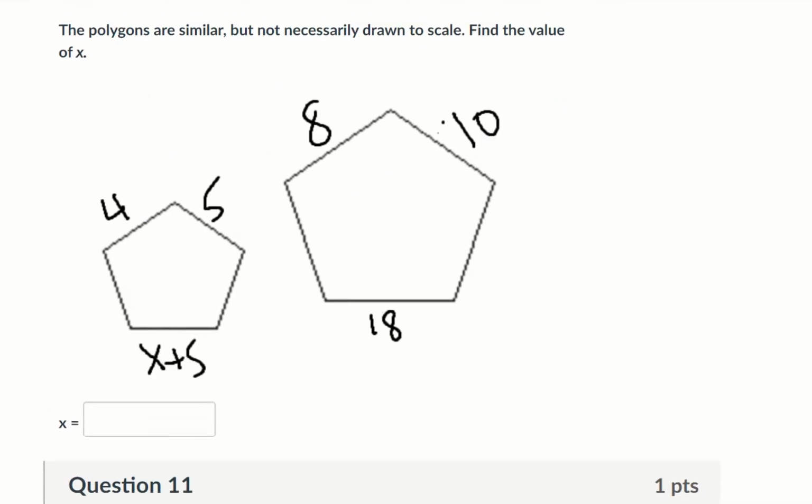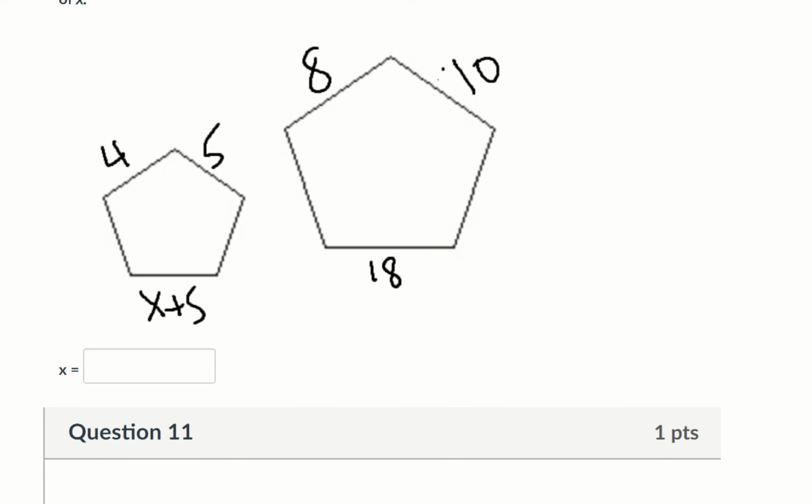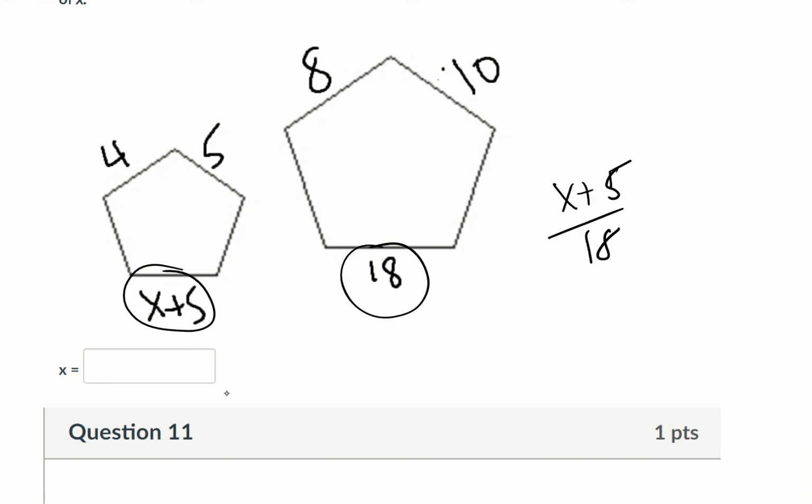All right, the polygons given below are similar, but not necessarily drawn to scale. Find the value of x. So we know that these are similar, and these are lined up very nicely. So we know that these are in the right orientations for us to compare directly. So we know that x plus 5 is to 18 as, in this case, 5 is to 10, or 4 is to 8. Either one is fine. It doesn't really matter.